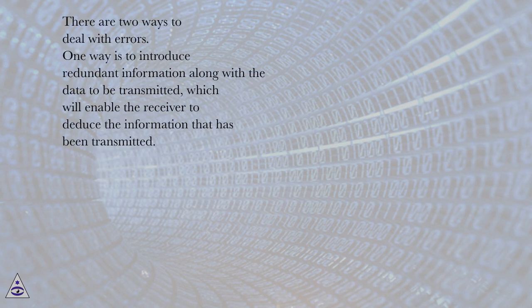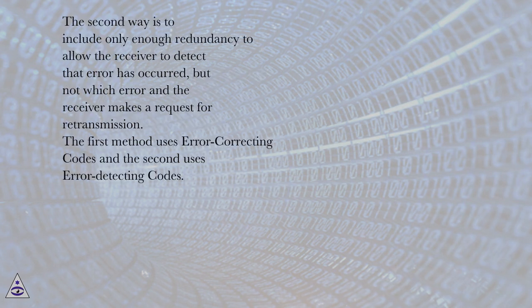There are two ways to deal with errors. One way is to introduce redundant information along with the data to be transmitted, which will enable the receiver to deduce the information that has been transmitted. The second way is to include only enough redundancy to allow the receiver to detect that an error has occurred, but not which error, and the receiver makes a request for retransmission. The first method uses error correcting codes and the second uses error detecting codes.